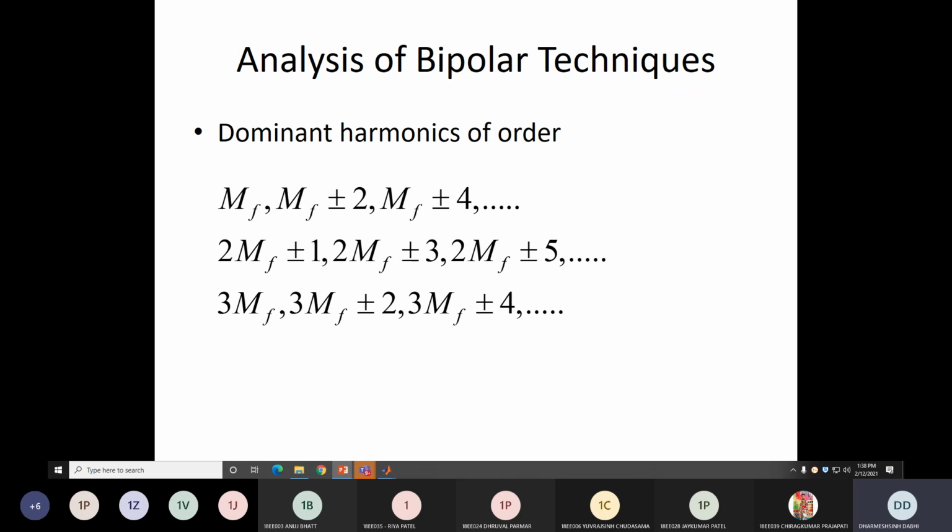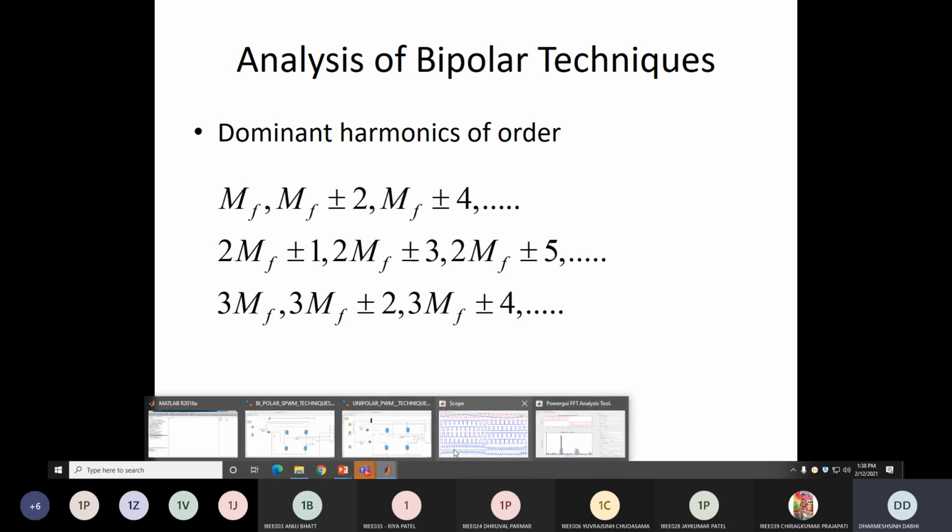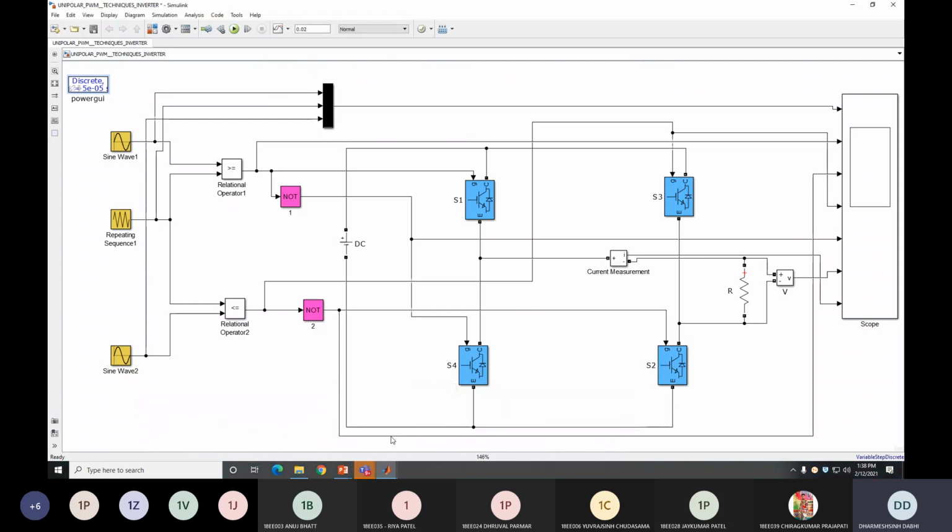Based on your requirement, you select the different PWM techniques. Clear? So this is all about the bipolar and unipolar technique comparison. In the exam, you may be asked to write down the comparison between unipolar and bipolar technique, so you can also write down these comparison points. Clear? So here I complete the simulation of the unipolar technique.